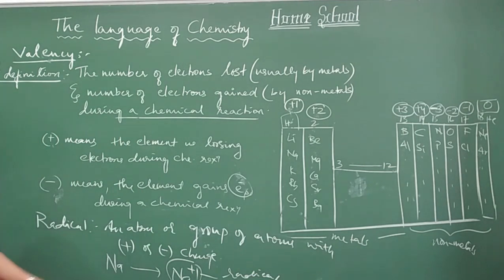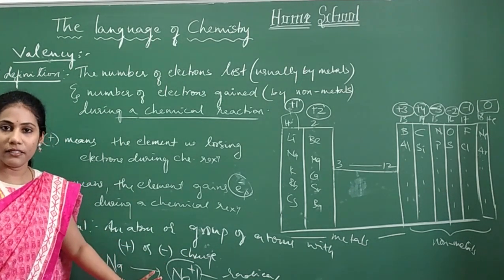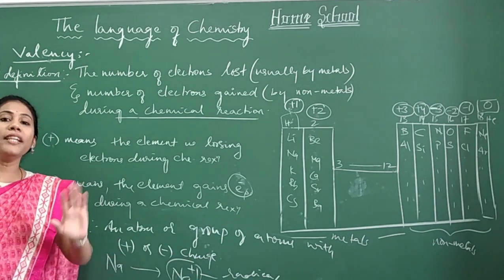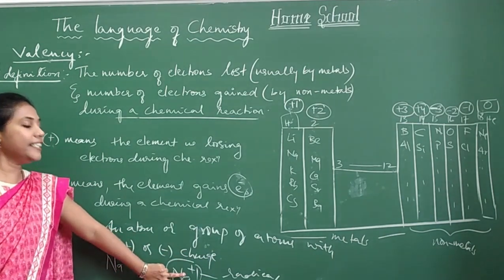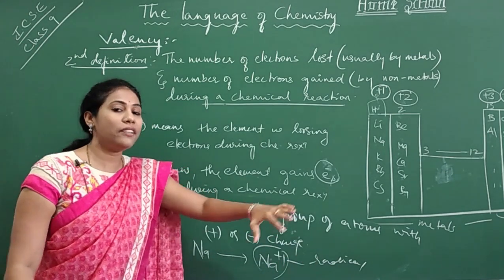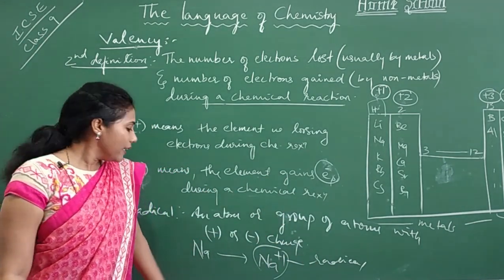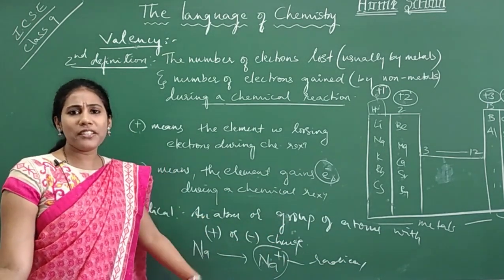Very simple, guys. When the same symbol is written along with a valency, then it becomes a radical. During a chemical reaction, the elements get converted into radicals, and these radicals combine with other radicals to form chemical compounds. So this is all about a radical. Radicals can have a positive charge or a negative charge.